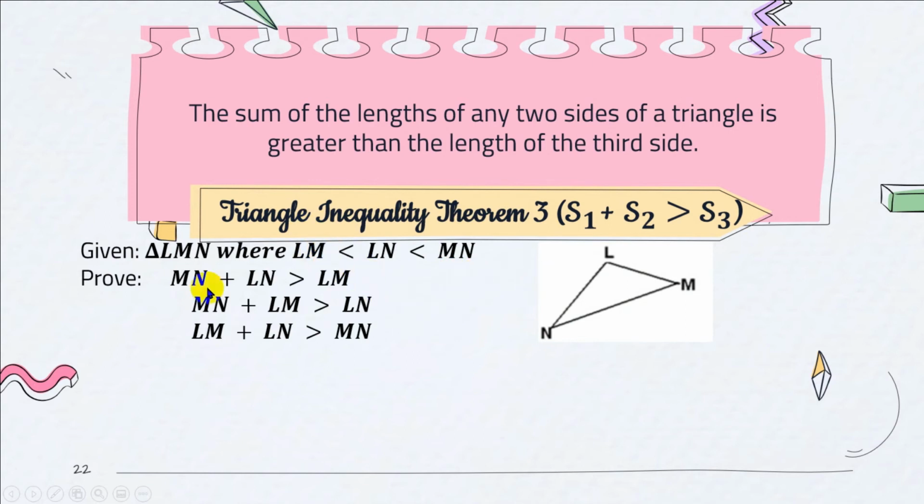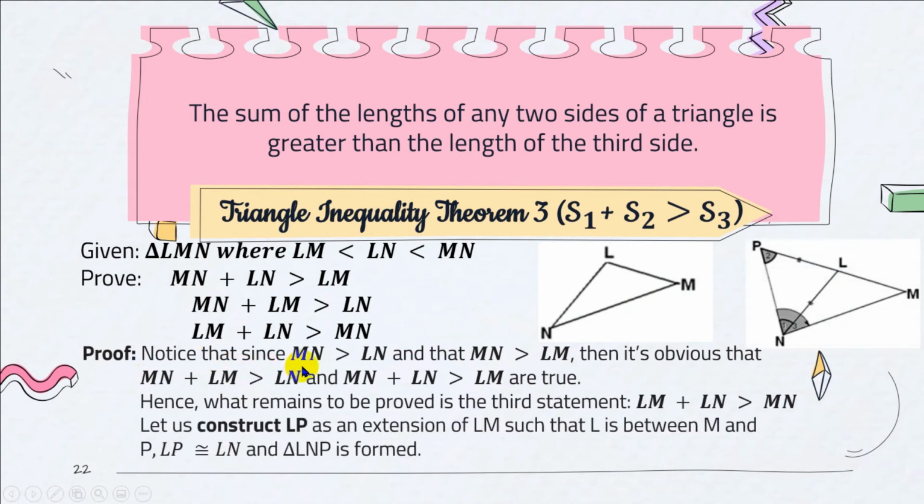Then we're going to prove that when we add two sides, the sum must be greater than the third side. Notice that since side MN is greater than side LN and side MN is greater than side LM, it's obvious that MN, the longest, plus the shortest is greater than LN. And the longest added to LN or to the middle-length side is also greater than the shortest.